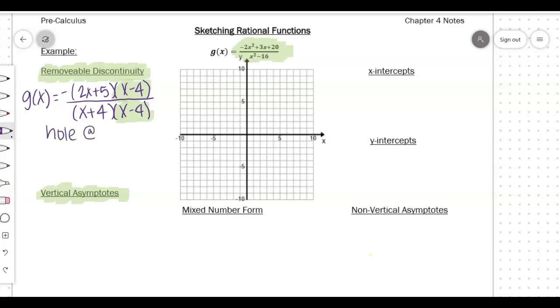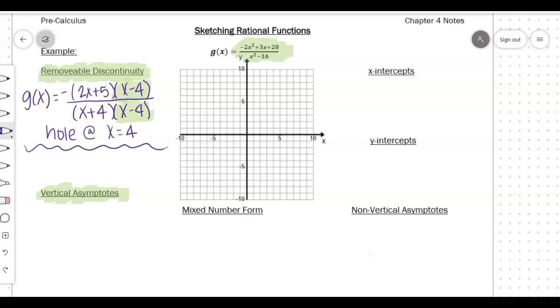And that means that there will be a hole when x is a positive 4. That means we can never plug in positive 4 because that would make our denominator 0. Now, if you were to try and place this hole on the graph, we're not sure where to put it, so we need to find a y value.